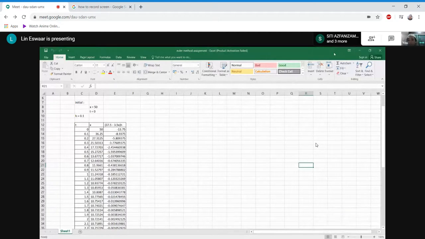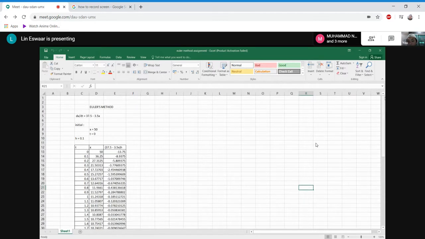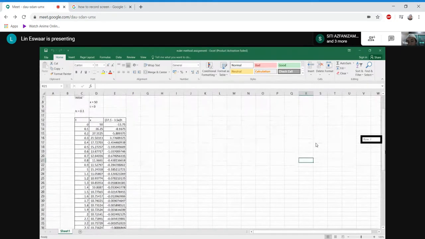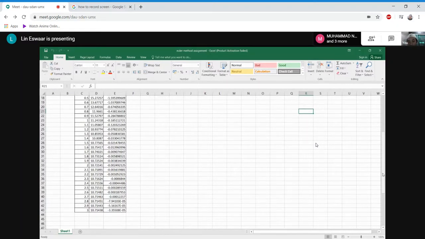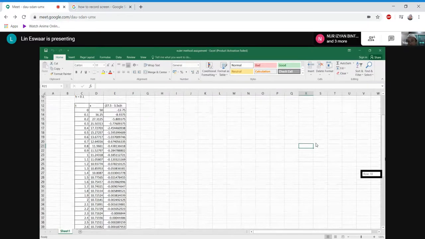This one is for the numerical solution. Can you see that graph? Can you see the table? Okay. From the question they give, dx over dt is 37.5 minus 3.5x. They give an initial value of x is 50 when t equals 0. And we decided the step size will be 0.1. So from there, I made a table using Excel, where t goes from 0 to 3 with a step size of 0.1, and I obtained the x values, which are approximately more accurate, so there will be less error.